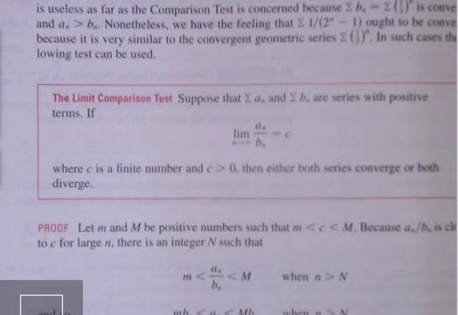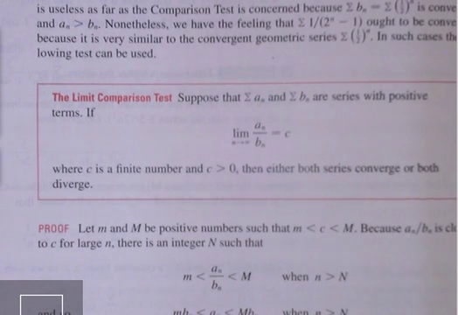Suppose that sigma of a sub n and sigma of b sub n are series with positive terms. If the limit of their ratio is equal to c, and c is a finite number that is greater than 0, then either both series converge or both series diverge. So here's how it plays out, okay?